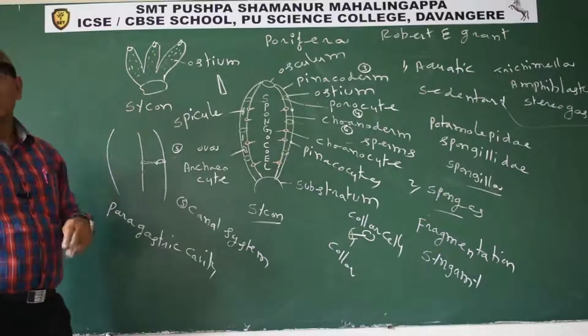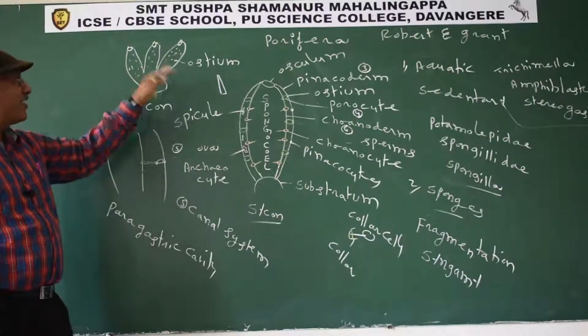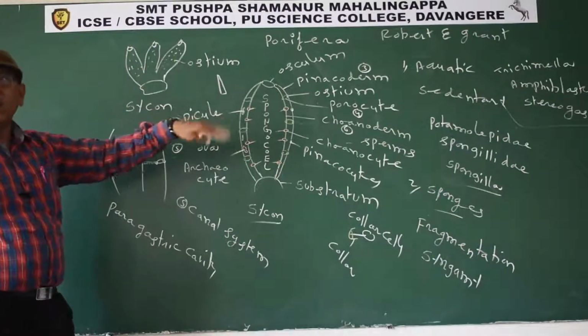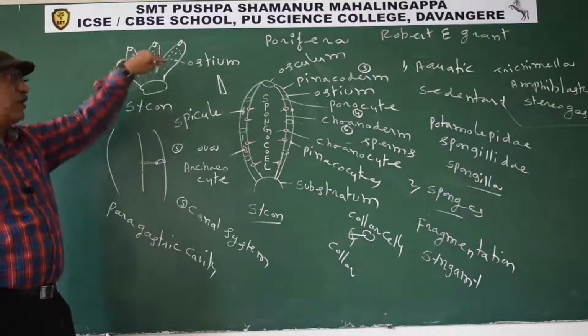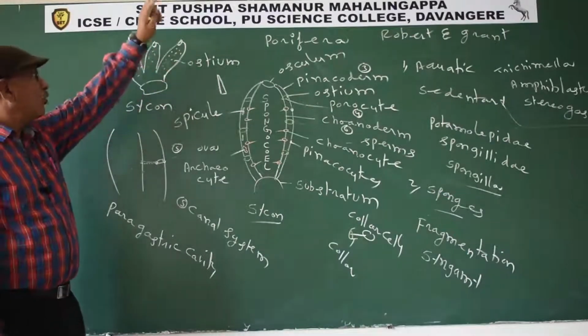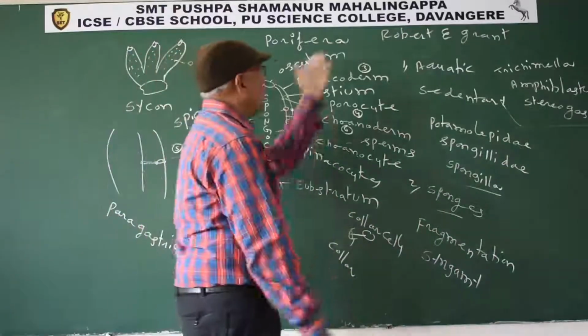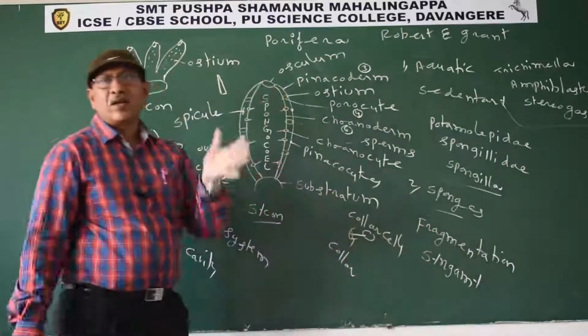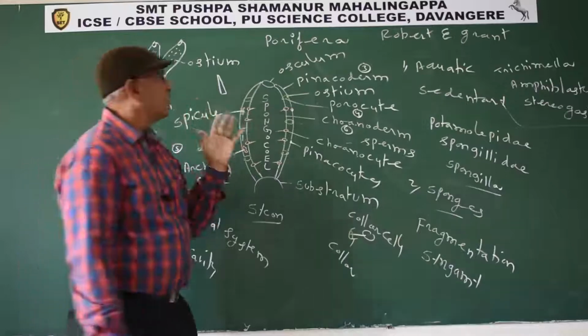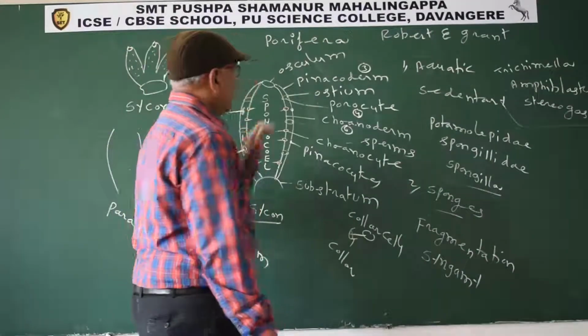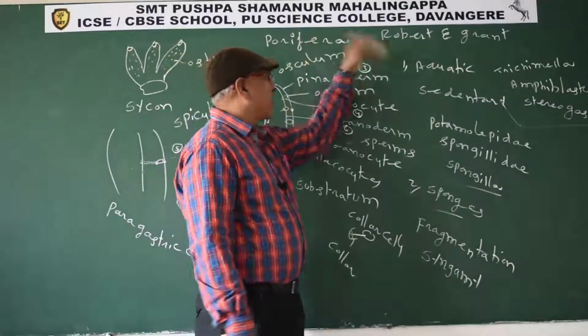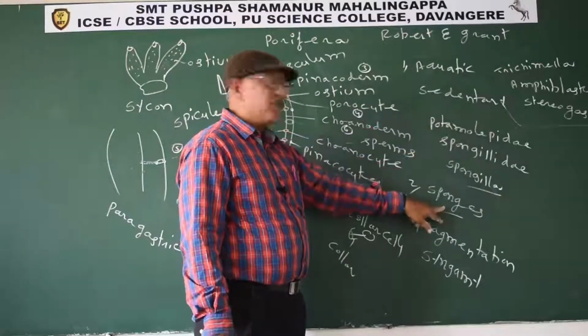These openings are known as ostia. Ostia act as inlets of water. Water enters into the body through ostia. Water goes out through the osculum. The term Porifera was coined by Robert E. Grant. First point. Second point. They are commonly known as sponges.